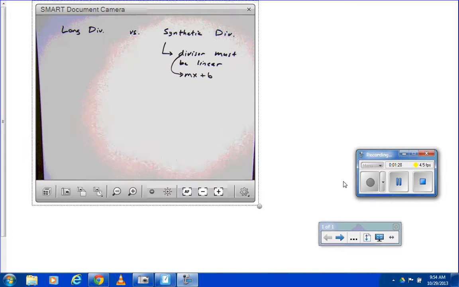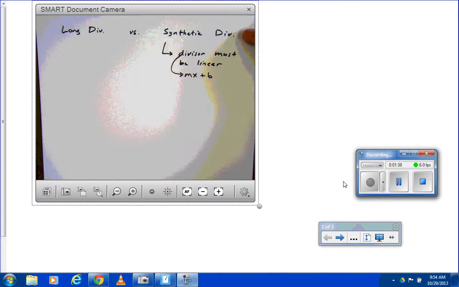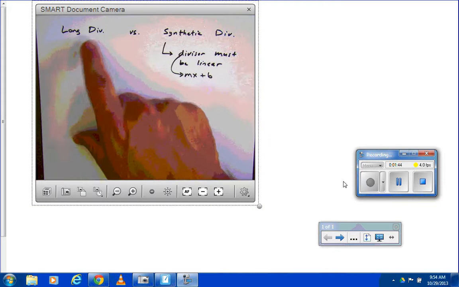Now, your directions may say long division, it may say synthetic division. Preferably, we're going to do synthetic division no matter what our directions say, because we're just going to take the easy way out. But if my divisor is not linear, I'm going to have to go with long division.